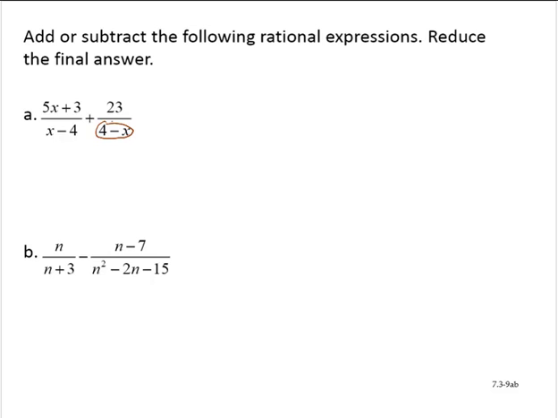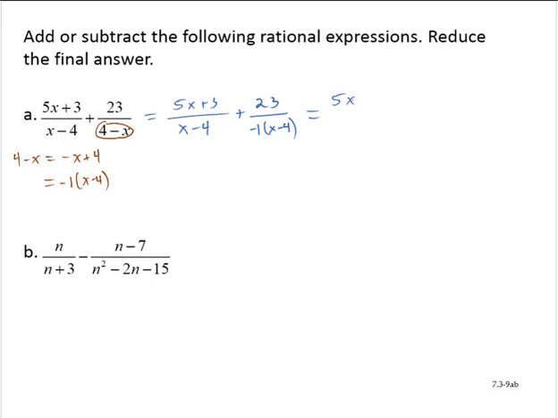And so if we think about this a little bit, 4 minus x is the same thing as negative x plus 4. And factoring out a negative 1, that's negative 1 times x minus 4. So, I can rewrite this as 5x plus 3 over x minus 4 plus 23 over negative 1 times x minus 4. So now, let's take that negative 1 that's in the denominator of that second fraction and move it to the numerator.